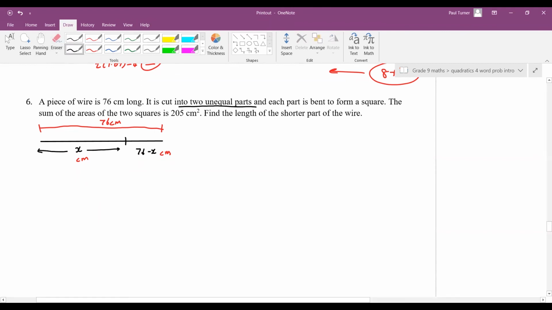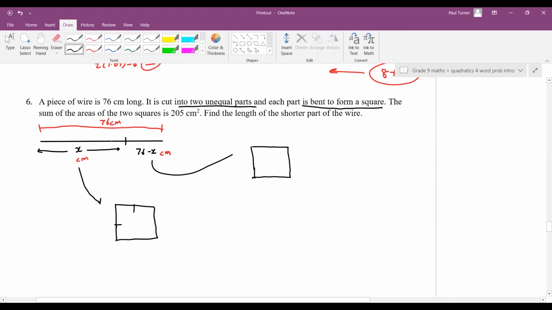And then when we cut the unequal parts, we bend each part to form a square. So this part here, I'm going to bend that and make a square, not a rectangle, a perfect square like that. And this bit, I'll do the same here. The squares will be different sizes because the wires are not the same length, are they? Okay.